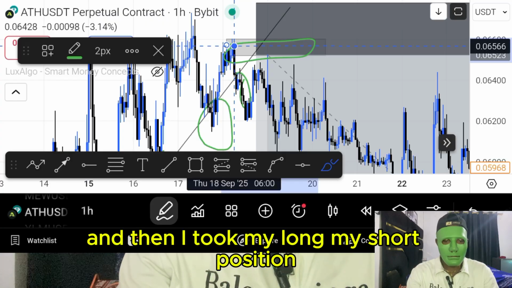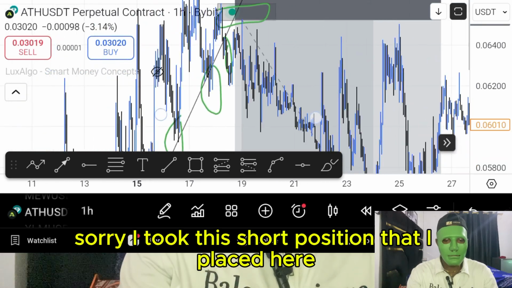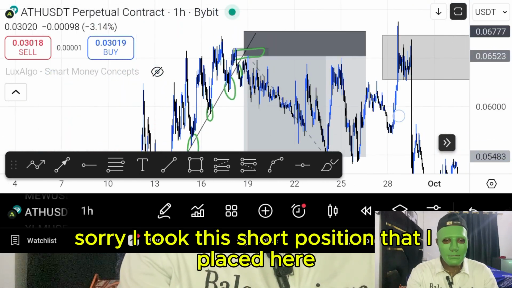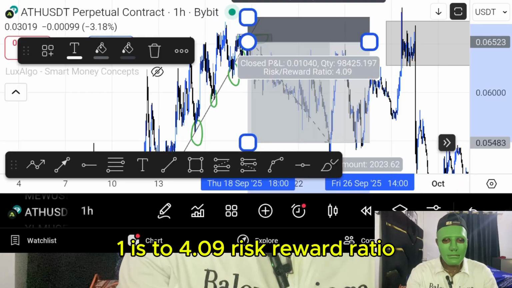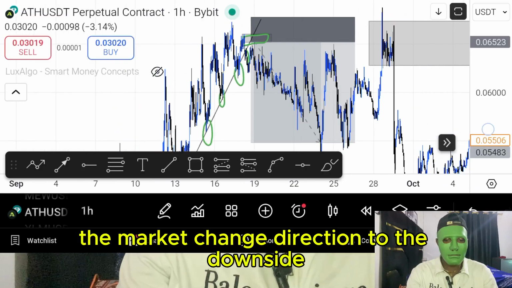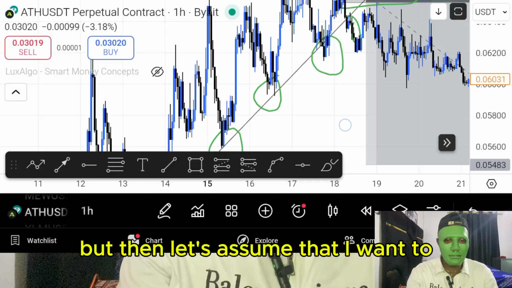When I mapped it out, I took my short position that I placed here, and this gave a 1:4.09 risk reward ratio, and then it printed that the market changed direction to the downside.